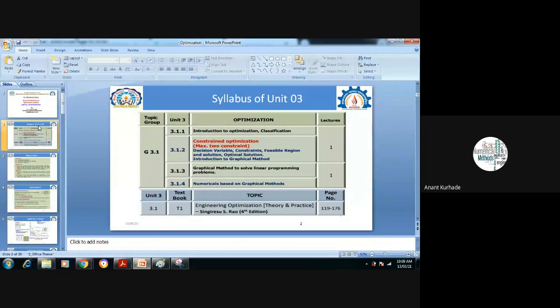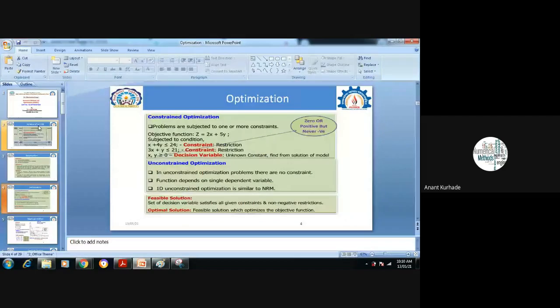So this constrained optimization problem can be solved by using two methods: one is the graphical method and one is the analytical method. And the unconstrained optimization problem can be solved by using the Newton-Raphson method. For this we have to take reference of chapter number 1. We have started the graphical method to solve linear programming problems. In that case also we have studied how to formulate the LPP.